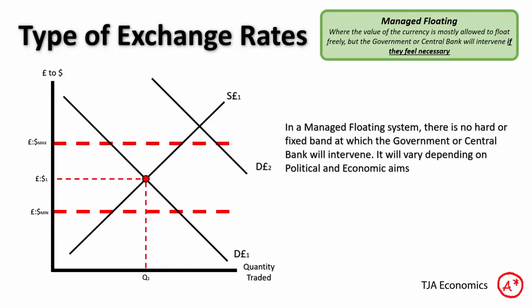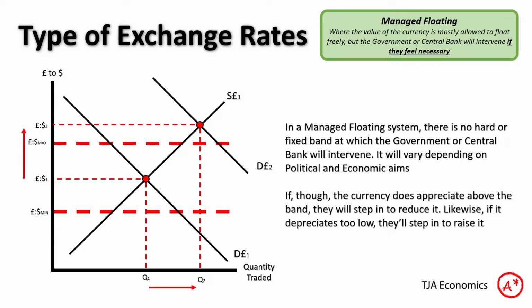And so let's say, for example, demand for the pound increases and it goes above that band. If it goes above that band, the government might well step in to bring it back down. And likewise, if it goes too low, they might step in to bring it back up. And so I've put it in those dashed lines purely to show the fact that it's not a fix, it's not a legal limit. It's a limit that people choose.